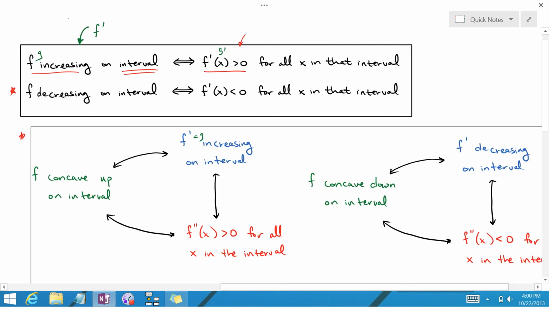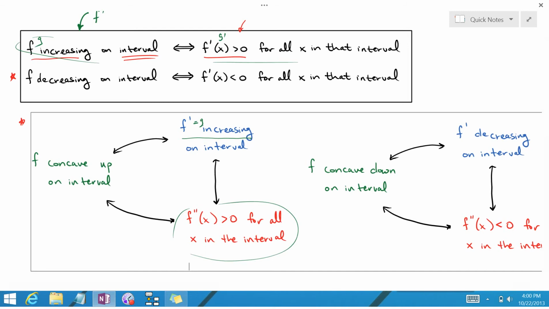F prime is a function too. So f prime is increasing if and only if f prime's derivative is positive. That's what this first rule is saying. So that's what we have here. The derivative of f prime is called f double prime. It's what you get when you take the double derivative. It's positive on an interval, for every value on that interval, implies f prime is increasing. And as we just discussed with those pictures, that means that f would be concave up. And similarly, f concave down corresponds to f prime decreasing, which corresponds to f double prime being negative. So we're going to use these two pieces of information to draw the graph.